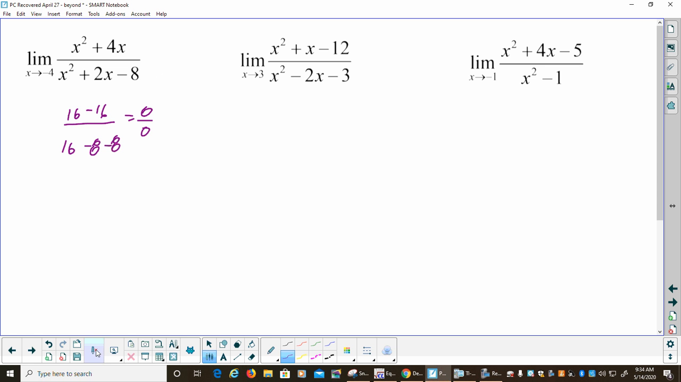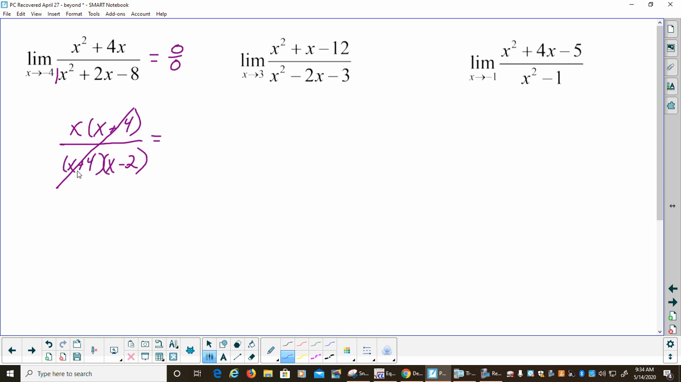So what you do is you factor. There's an x in common, so I'm just going to pull the x out. When the leading coefficient is 1, remember it's what multiplies to this number and adds to this one. So what multiplies to negative 8 but adds to 2? 4 and negative 2. Notice this is going to cancel. That's what created the indeterminate form of 0 over 0. It's a hole in the graph. It's a discontinuity. I'm going to remove that discontinuity.